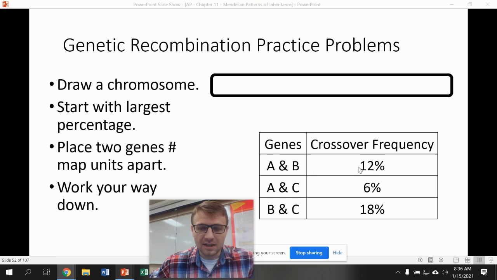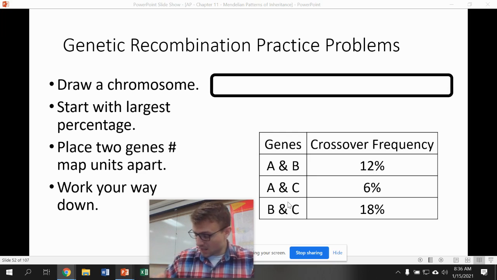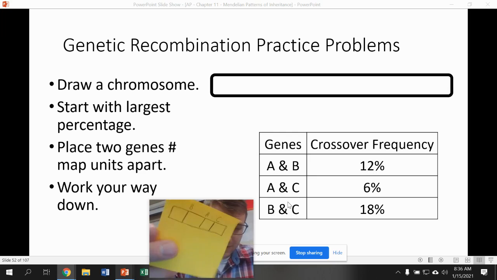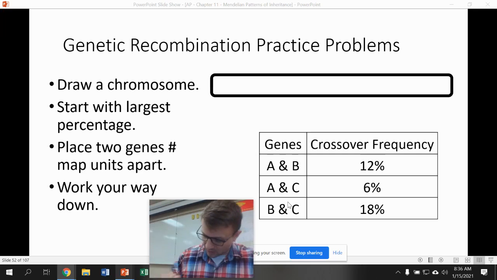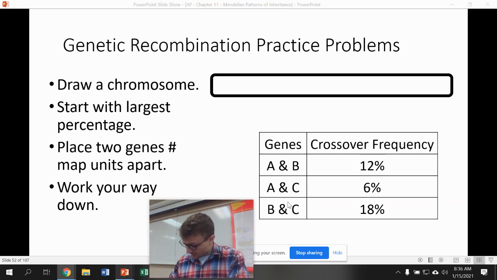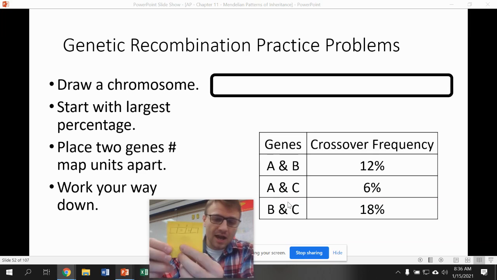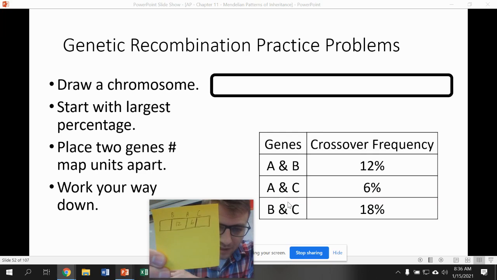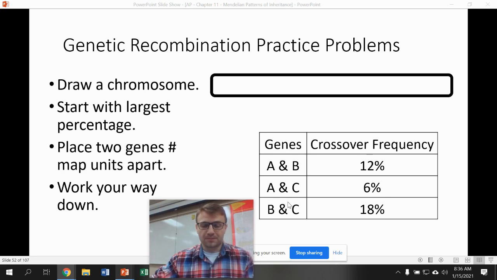A and C and A and B are 12 and 6. If you add those up, they equal 18. So A has to be between B and C, and it looks something like this. You can see how A is a little closer to C, because between A and C it's 6 and between A and B it's 12. Now, it's not perfect. 12 isn't exactly double 6. But again, this is just a rough estimate of where these genes are on the chromosome.